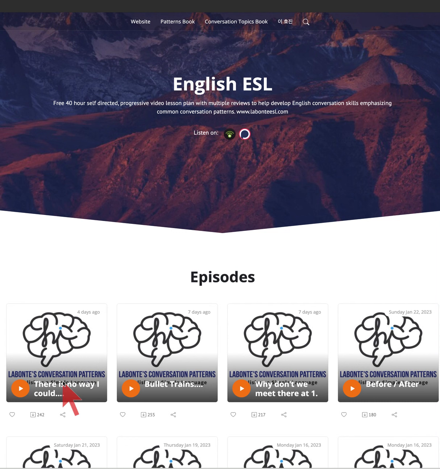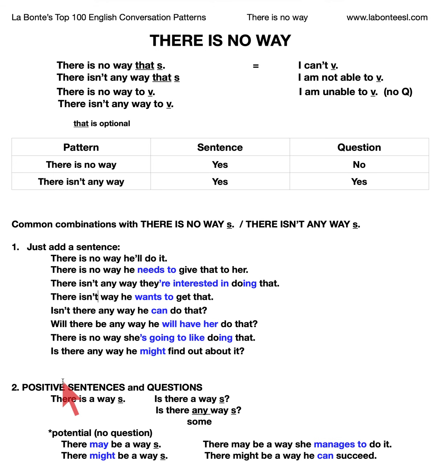And the more I thought about it, the more I felt that it would be good to highlight for you some of the nuances of this pattern. It's found in hour 39 on the website. So here's the little lesson that I put together regarding giving you insights of how this is commonly used.